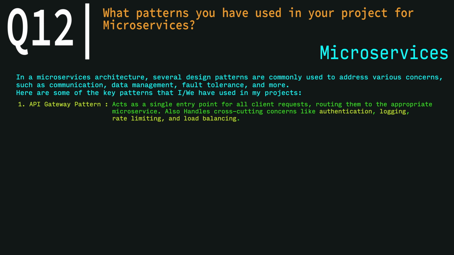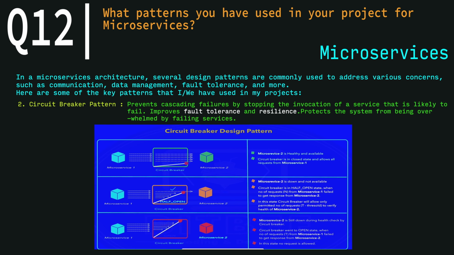And coming to the next design pattern we generally use for fault tolerance is the circuit breaker pattern. It prevents cascading failures by stopping the invocation of a service that is likely to fail. Suppose on heavy traffic, if one service fails, that should not affect all other services, right? This is where the circuit breaker pattern is handy. You can go through it. I'm not exploring them in detail here.